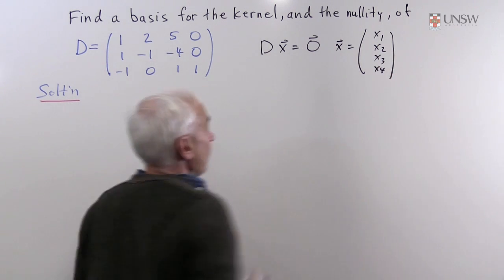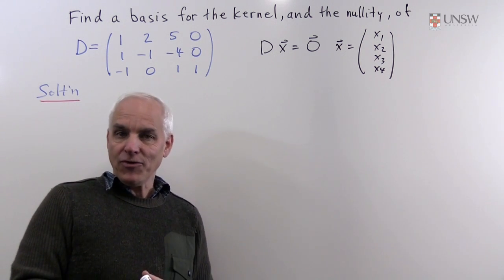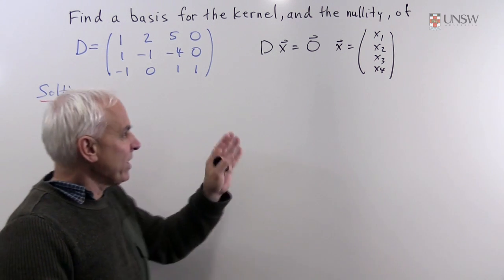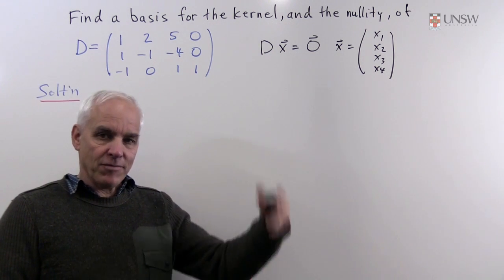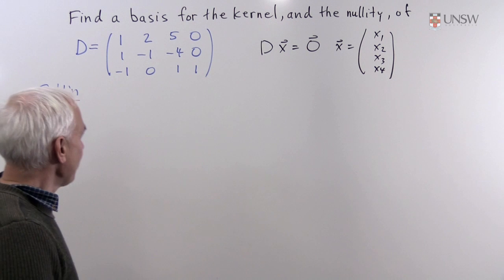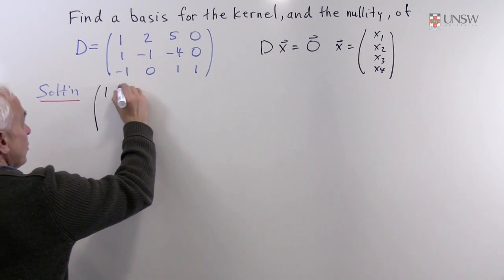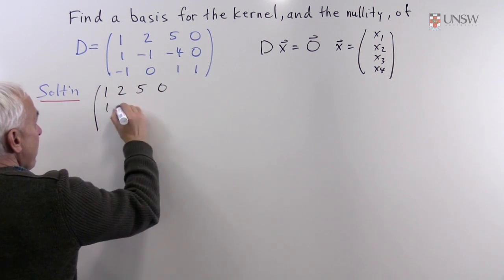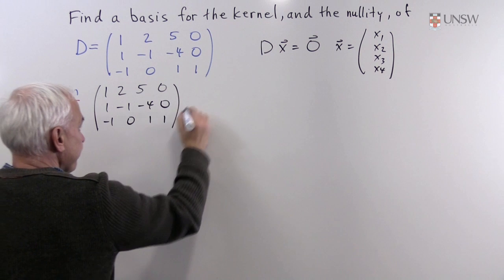So we're looking to solve the system. The augmented matrix would have a column of zeros on the right-hand side, so we really just need to row reduce the matrix itself. That column of zeros isn't going to do anything for us. Okay, so let's do a bit of row reduction. Start: 1, 2, 5, 0, 1, minus 1, minus 4, 0, minus 1, 0, 1, 1.